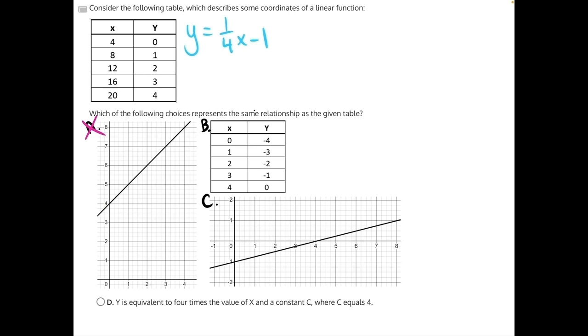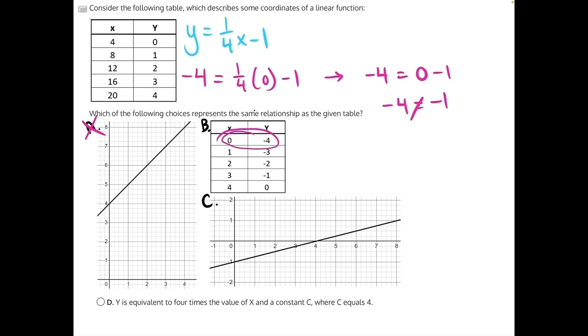For answer choice B, let's start plugging in some values to our equation to see if the functions match. So we will take our first set of points. We'll have negative 4 for y is equal to 1/4 times 0 minus 1. 1/4 times 0 is just 0. So this will equal negative 4 is equal to 0 minus 1, which will give us negative 1, not negative 4, making answer choice B incorrect.